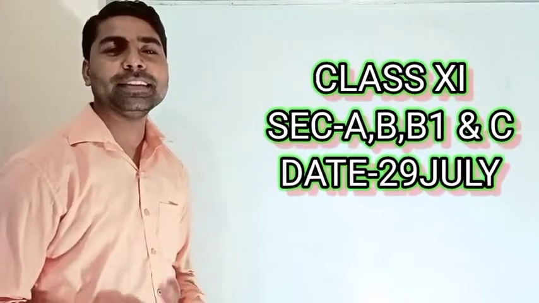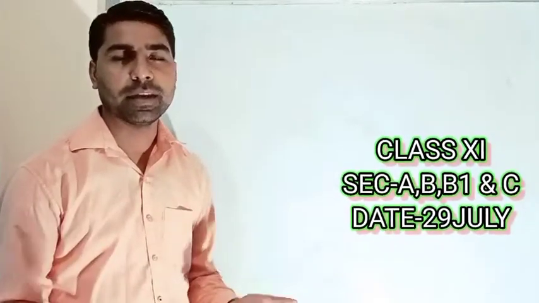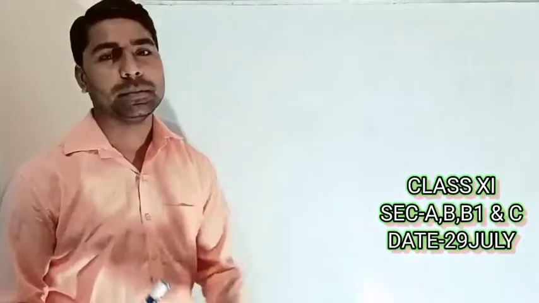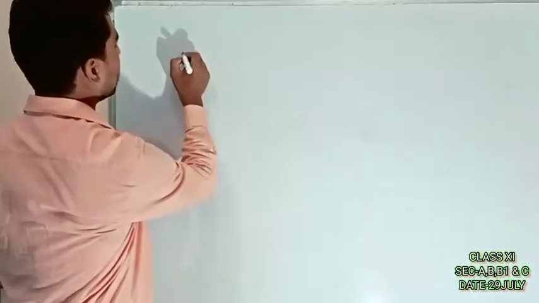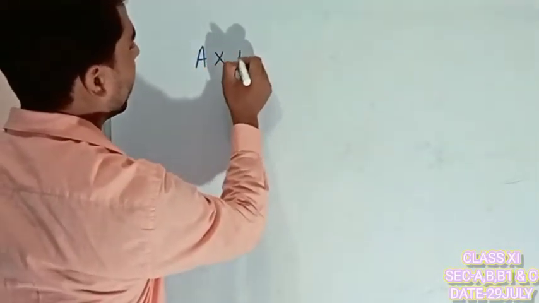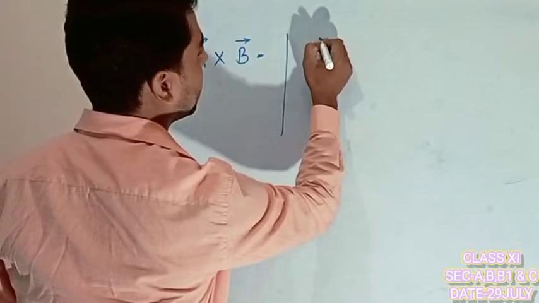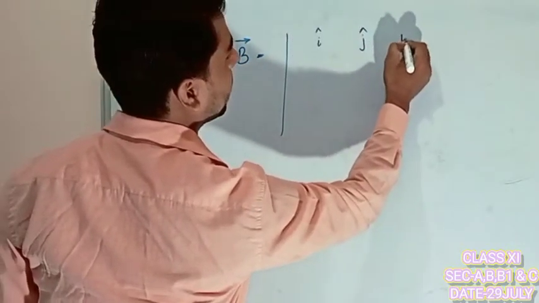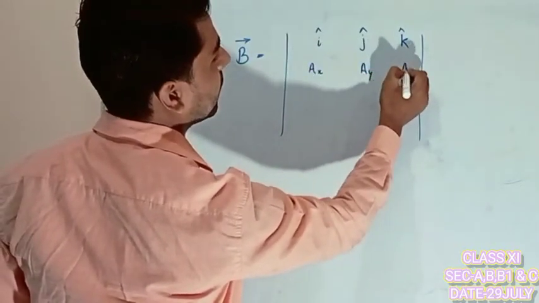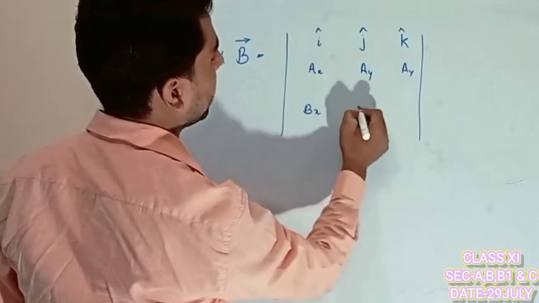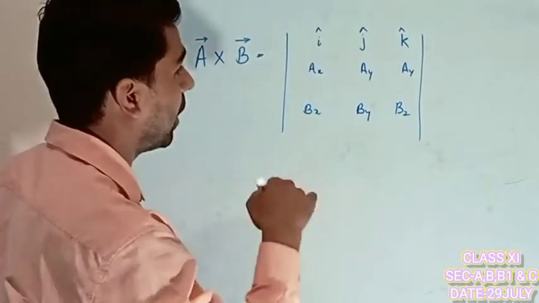Hello class 11th. In the previous lecture we have seen the multiplication of two vector quantities ax i, ay j, az k and bx i, by j, bz k. If you remember, their multiplication looked like: a cross b vector is equal to the determinant with i cap, j cap, k cap, then ax, ay, az, then bx, by, bz. Again I want to remind you how to multiply.